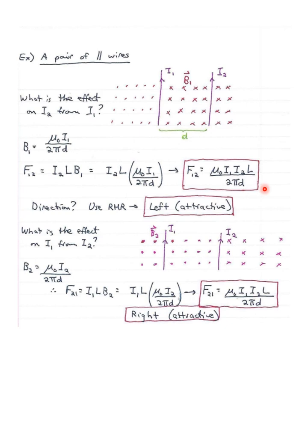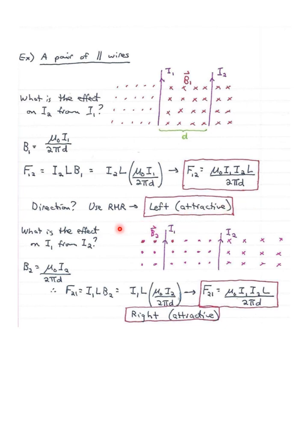Now, what is the direction of the force acting on I2? Well, we can use the right-hand rule, point our fingers up in the direction of I2. We then bend our fingers into the page, because that's the direction of the magnetic field caused by I1, and our thumb points to the left. So I1 is going to attract I2.